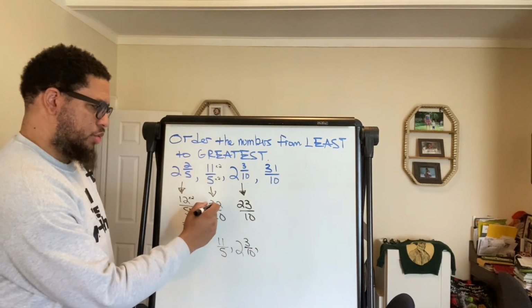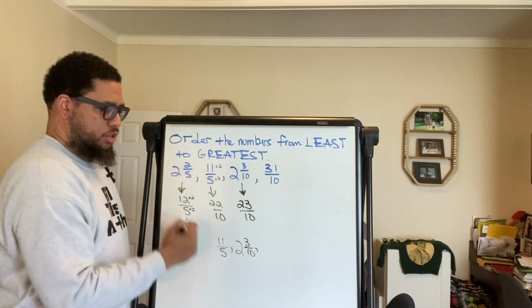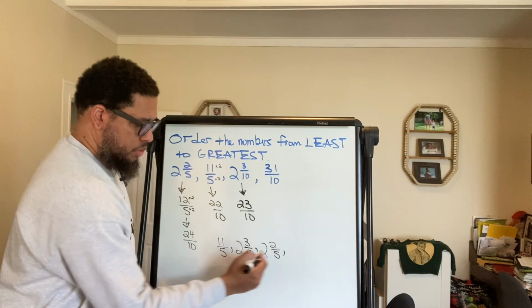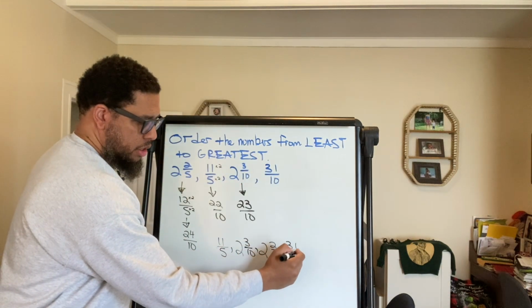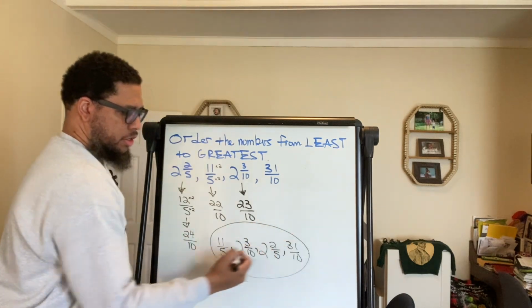Now, we did 22, 23. What's the next? 24. 24 tenths. What was that originally? 2 and 2 fifths. Last but not least, we got 31 tenths. So that's least to greatest.